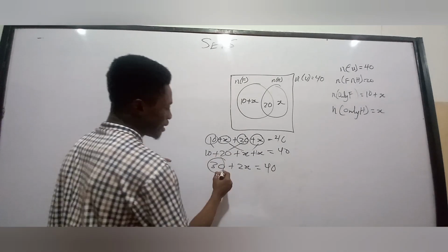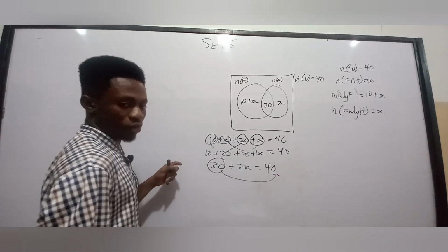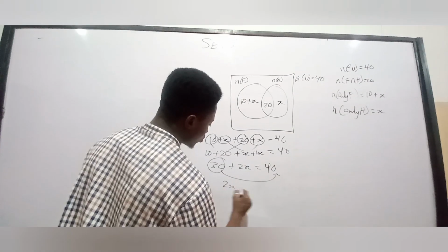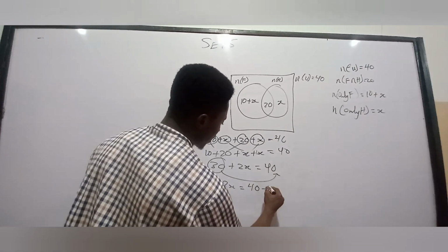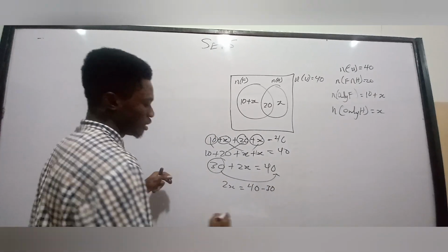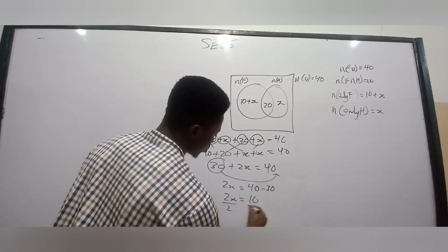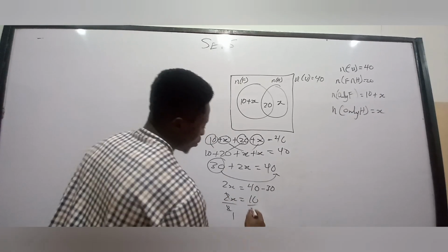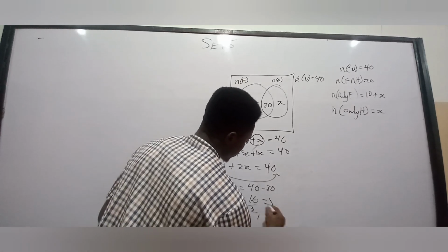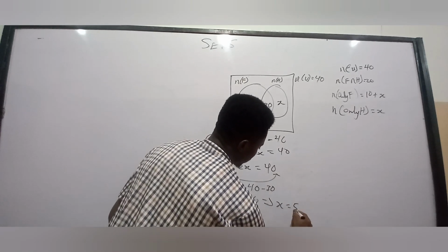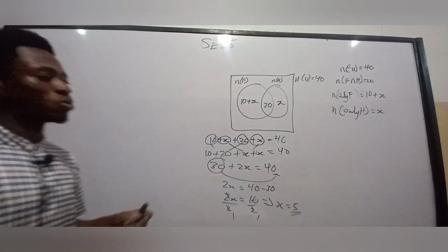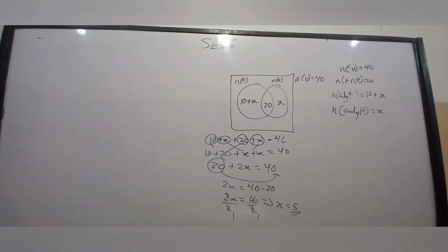So this 30 here will cross to the other side of the equal to sign. We get 2x being equal to 40 minus what? 30. Then we'll go 2x is equal to what? 10. We divide here by 2. We divide here by 2. We get x to be what? X to be 5. So that's a good one. Good job.